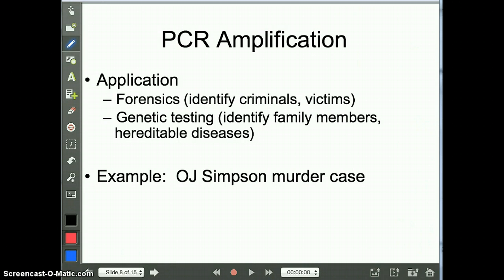Application for it, when do we use it? We mentioned in forensic, we're also doing it in genetic testing. Now, in a couple weeks, we're actually going to do some PCR amplification and see how this does work and amplify some DNA, in particular bacterial DNA, and see the amount of genetic material.